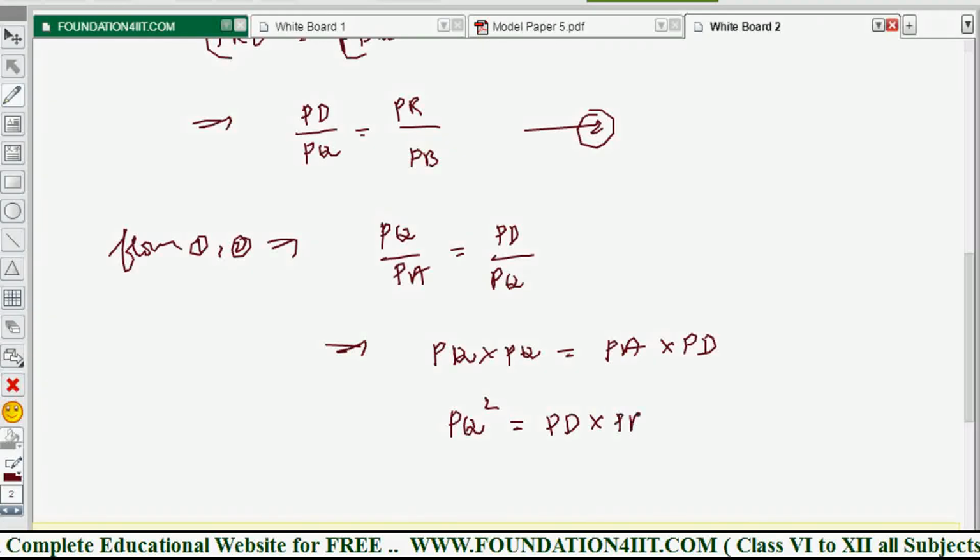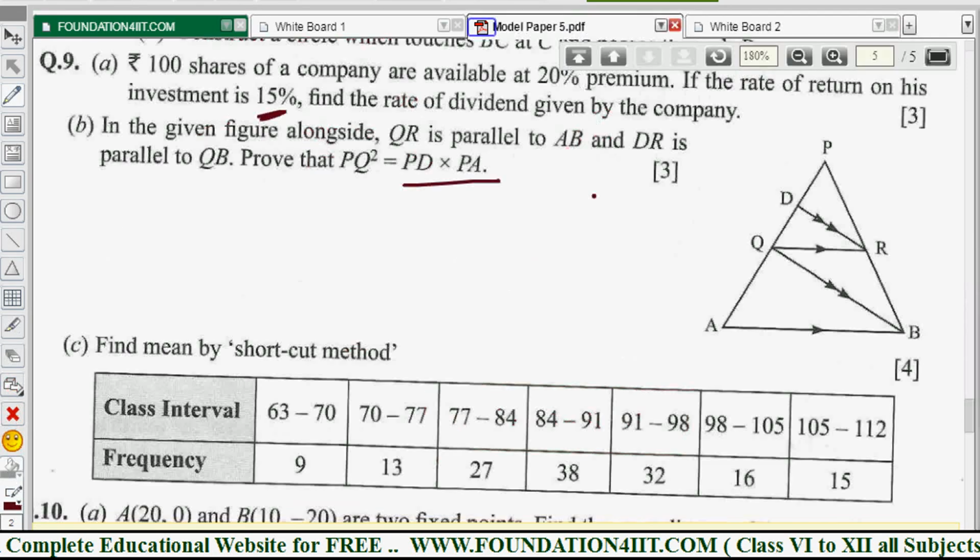PD into PA, right? Hence proved. Same we got, this only we need to prove, right? Now let us see the next one.